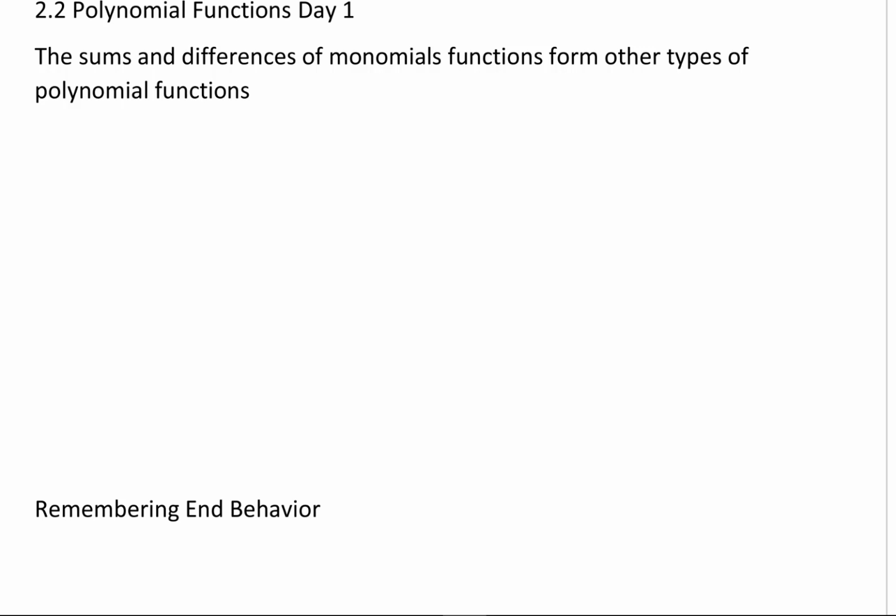Polynomial functions are the sums and differences of monomial functions that form other types of polynomials. Let me show you an example. This is an example of a polynomial. Each one of these is identified as a monomial, and they're joined together in a string of sums and differences. So we have a subtraction sign, an addition sign, and another subtraction sign. Together, this is a polynomial.